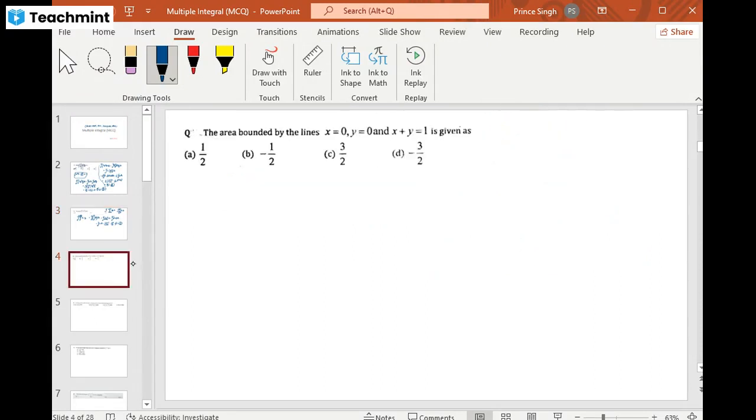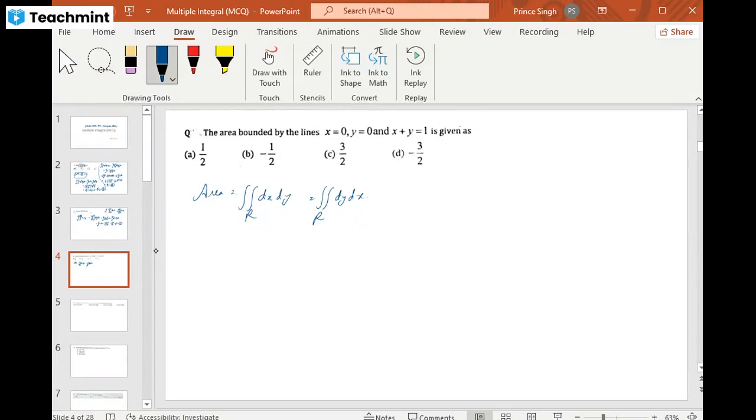Now let us move to the next question. The next question is the area bounded by the lines x equal to 0, y equal to 0, x plus y equal to 1. Now the first thing is, how do we calculate the area? Area can be calculated as double integral dx dy over the region R, or it is also equal to double integral over the region R dy dx. That means it is our choice whether firstly we integrate with respect to y then x, or firstly with respect to x then y, right?